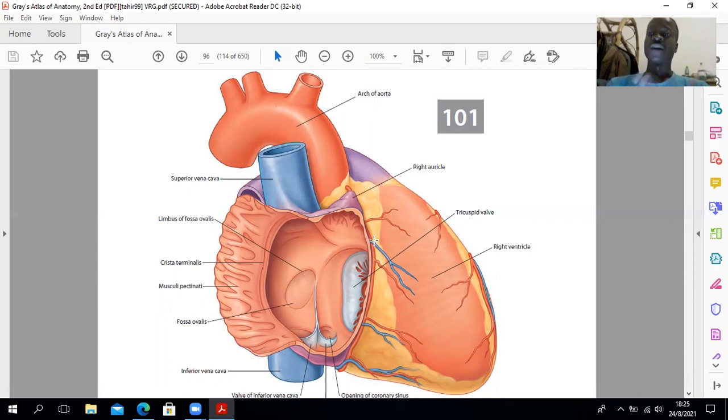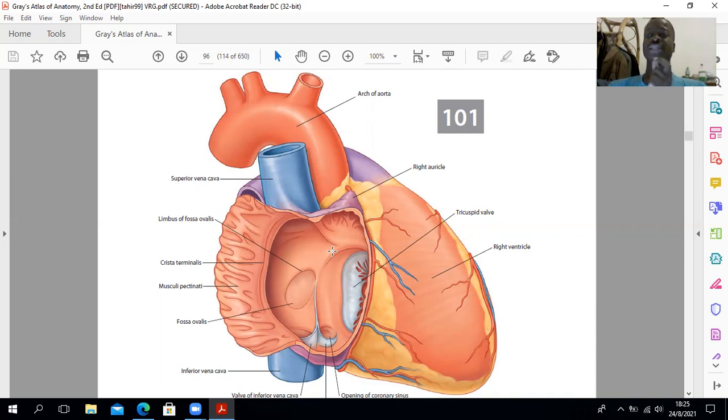Then the primitive atrium will form both the roughened parts of your atria, that is both the left and the right. Then the primitive ventricle will form the trabeculated part of the left ventricle, whilst the proximal third of the bulbus cordis, which I refer to as the conus arteriosus, it will actually form the trabeculated part of the right ventricle.